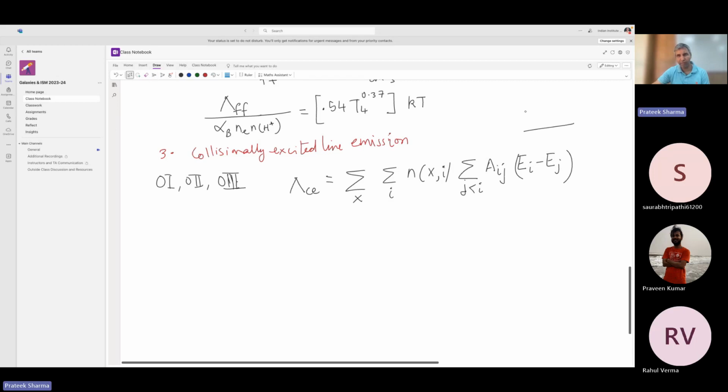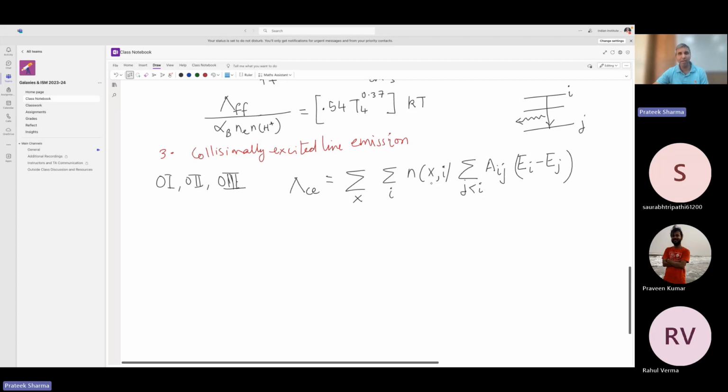You have some energy levels. This is energy level J. This is some energy level I. E_I minus E_J is this energy difference. And this will produce a photon. A_IJ is the Einstein A for that transition, the probability per unit time that this decay will happen.